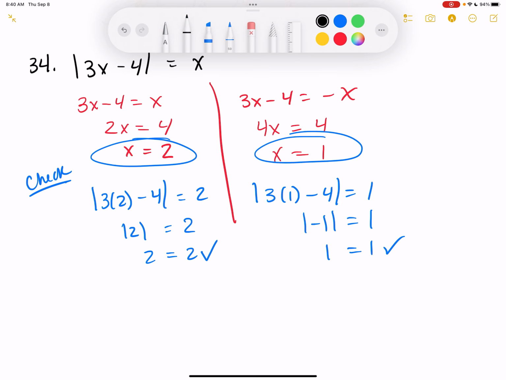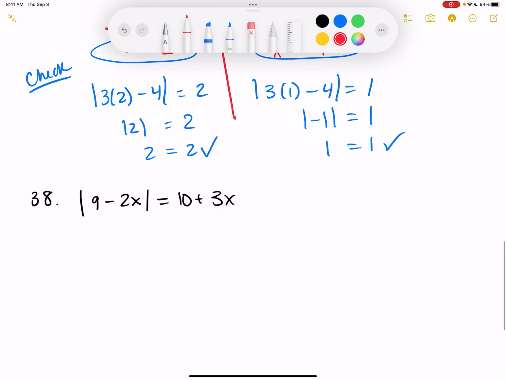All right, let's look at another one like that. Let's do 38. So this one, we have the absolute value of 9 minus 2x equals 10 plus 3x. So something to note with this one, you're still going to be doing one where you just copy the problem down. So you're still going to have your 9 minus 2x equals 10 plus 3x.